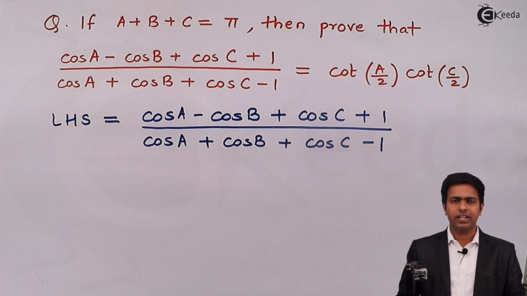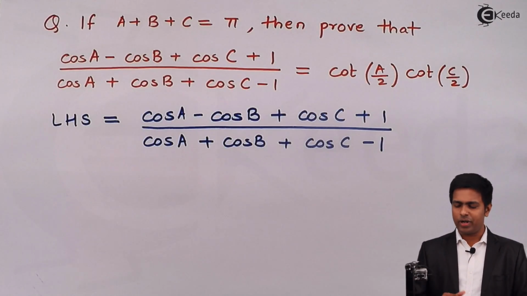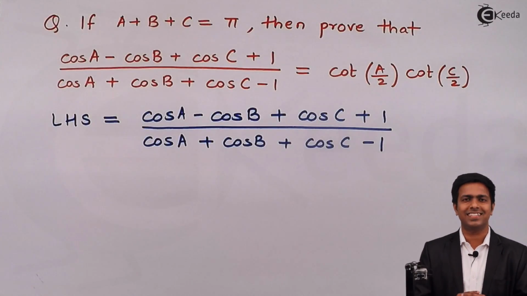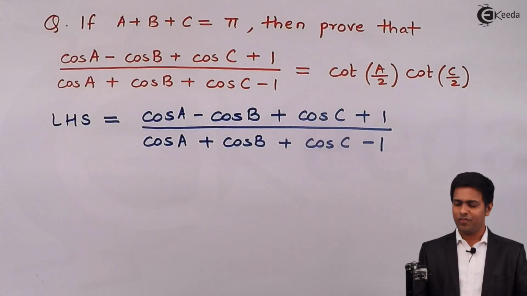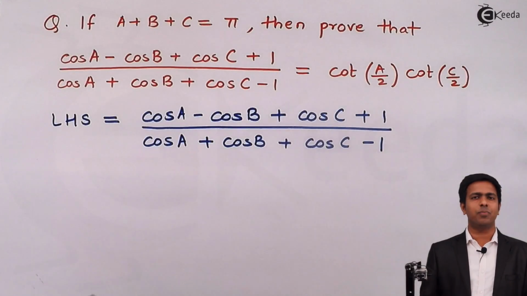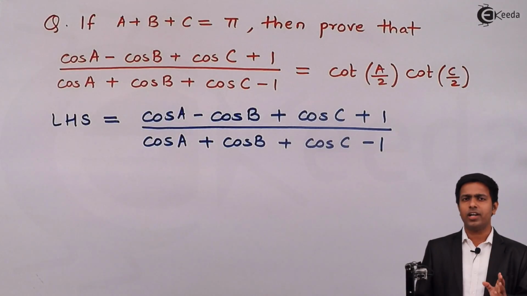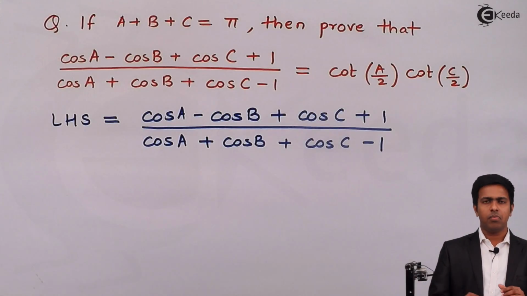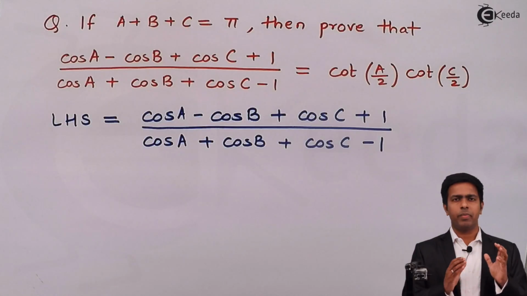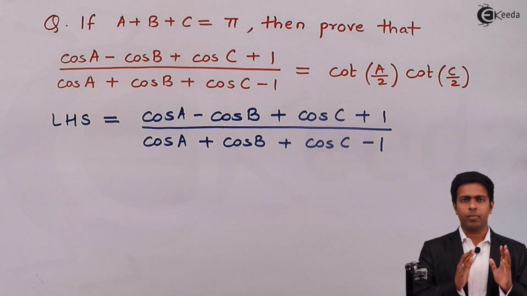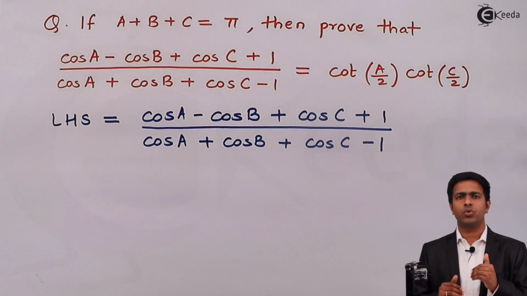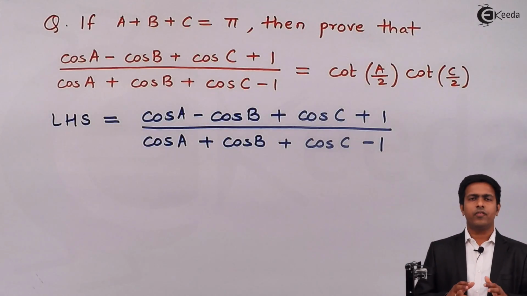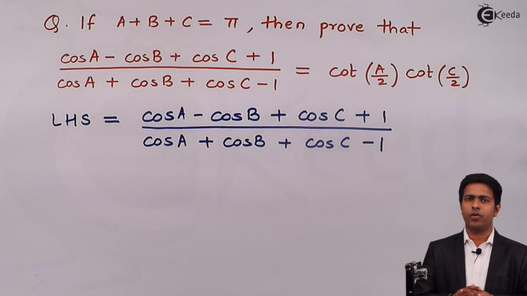Now to solve this left hand side and to get the right hand side we have to first observe what is required on right hand side. So on the right hand side we want angle as A upon 2 and C upon 2, whereas on left hand side the angle is A, B and C. So we have to make that angle from A, B and C to A by 2 and C by 2. So to convert that we have to apply the trigonometric formulae.